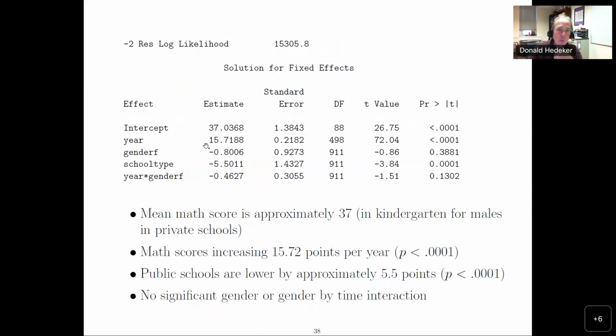Here shows the residual log likelihood. Here show the covariates. So here's my interpretation. The mean math score is approximately 37 when all the covariates are 0. That would be kindergarten for males in private schools. And you can see here gender and the gender by time interaction are not significant. There's a significant improvement per year by about 15 points. Okay. And the school type, there is an effect such that public schools have lower averages by about 5.5 points. So those are the covariates.